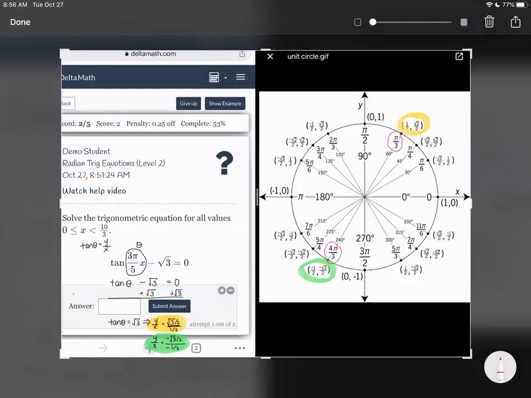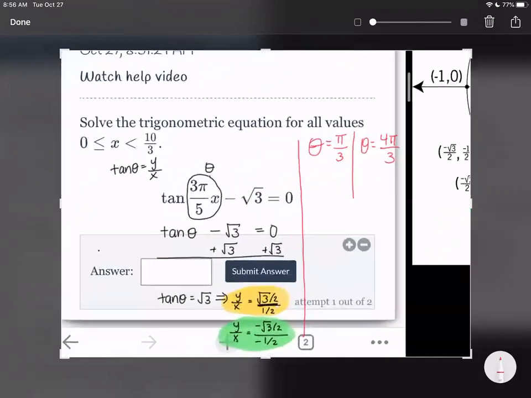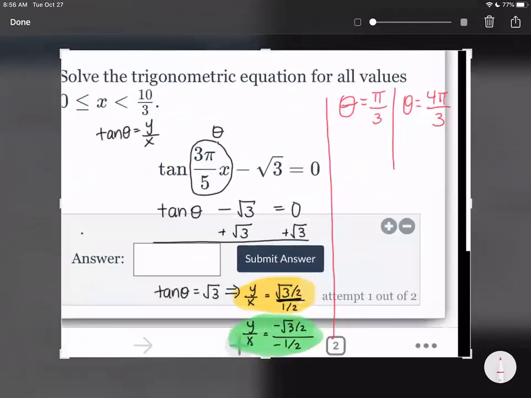So we have, I'm just going to draw a line here to separate out the stuff. We have that our theta is equal to pi over 3. And we have another one, theta is equal to 4 pi over 3. Okay, I'm just going to zoom in now, if it will let me. There we go. And remember, we replaced this whole thing with theta, so I'm going to now replace theta with 3 pi over 5x. And the same thing over here, 3 pi over 5x.